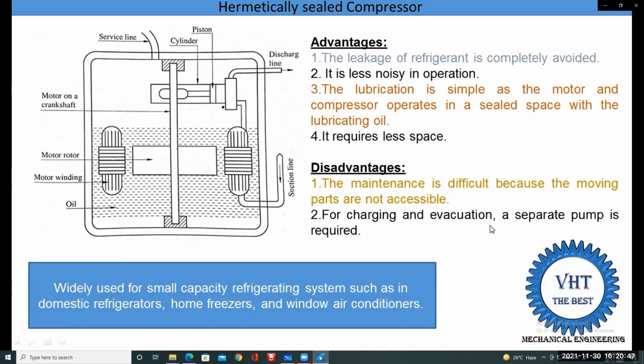And second, for charging and evacuation, a separate pump is required. For charging of this refrigerant from the service lines, we require separate pumps.